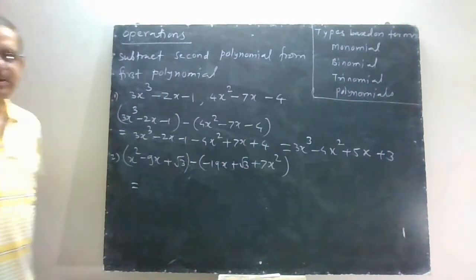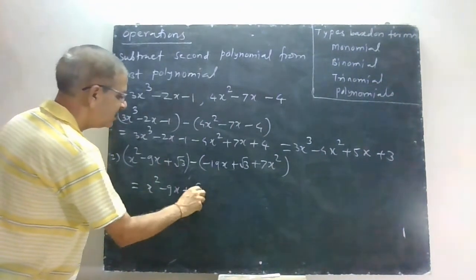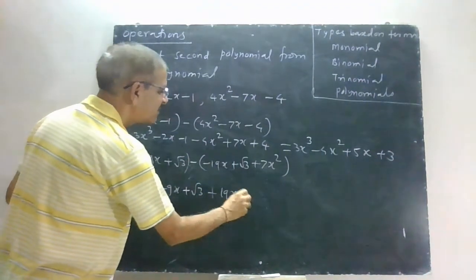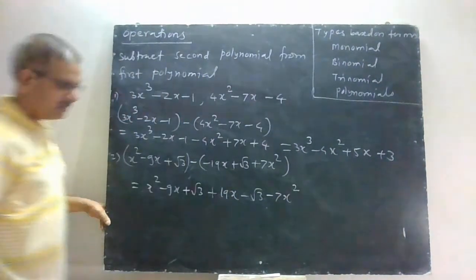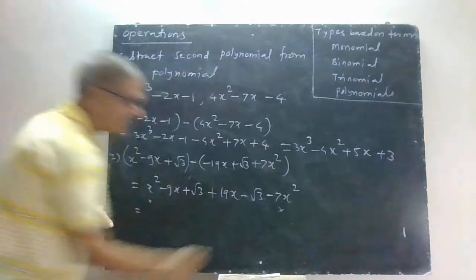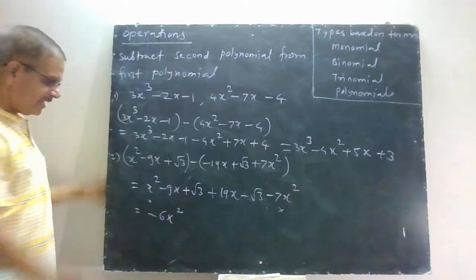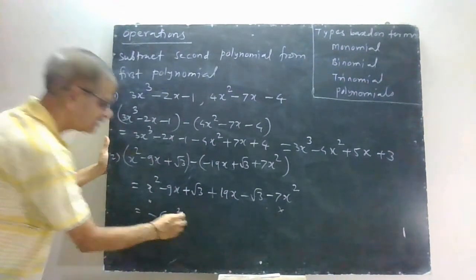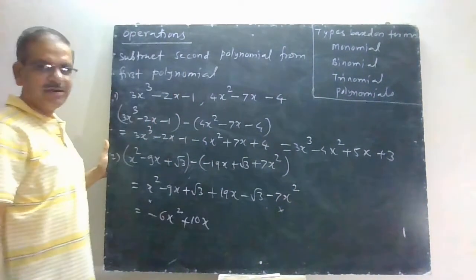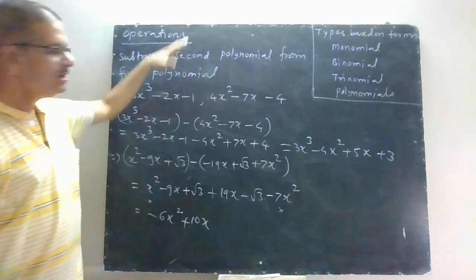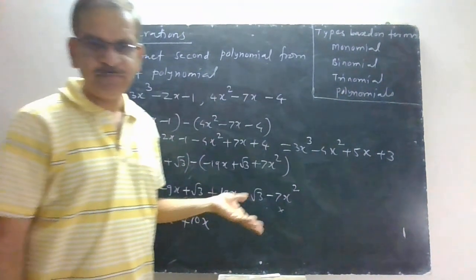I have converted the example directly. Now first remove the bracket: x square minus 9x plus root 3, minus plus 19x plus minus root 3, minus 7x square. Now it is x square and this is minus 7x square, so it gives you minus 6x square. Now the term of x, that is minus 9x plus 19x, gives you plus 10x, and then the constant terms, root 3 and minus root 3, will get cancelled, so you will get 0. So in this way you can add and subtract polynomials. In the next section we will see how to multiply and how to divide polynomials. Thank you.